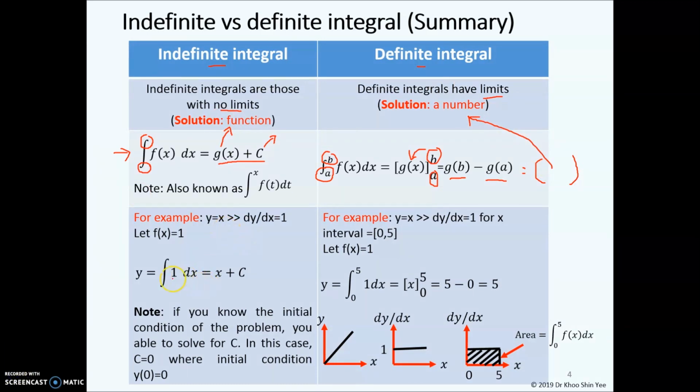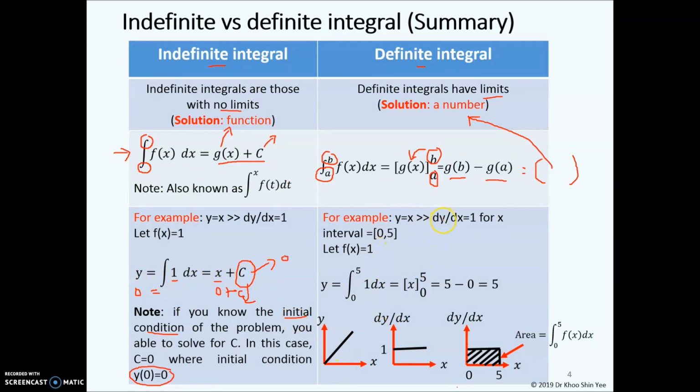For example, if you have the function 1 and you want to integrate 1 with respect to x, we get the answer x, and don't forget your constant. To find this constant, you have to know the initial condition. So for example, let's say I give you the initial condition: when x equals 0, y equals 0. So we substitute inside, and with that, we obtain c to be 0 as well. So in this case, we can let this be 0, and at this condition, y is equal to x only.